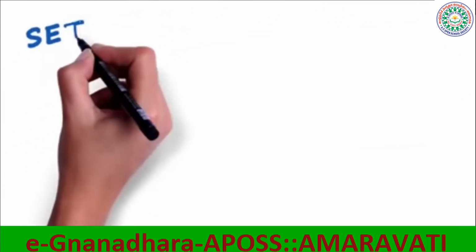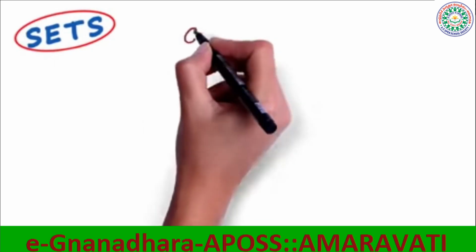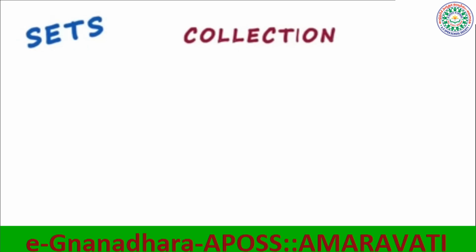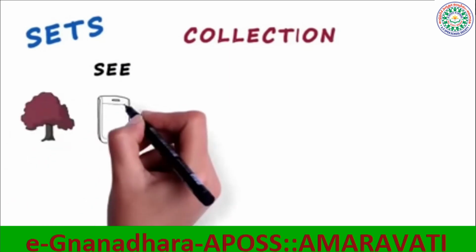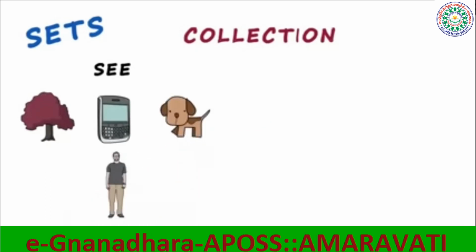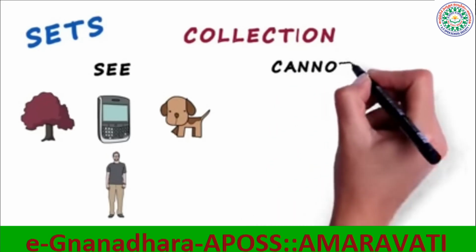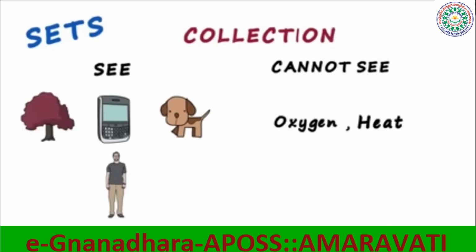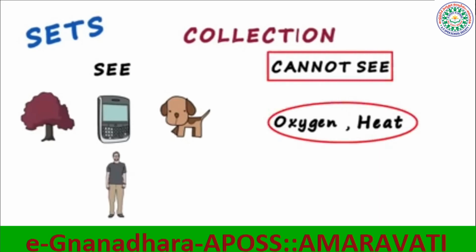What are sets? A set is basically a collection of things. Think about it. What if you were asked to make a list of all the things you can see? Of course, you can't write all the things, but some of the things you would mention are a tree, a cell phone, a puppy, people, and so on. And what if you were asked to write down a list of things you cannot see? You would probably write oxygen, heat, and so on. These are the things you cannot see.